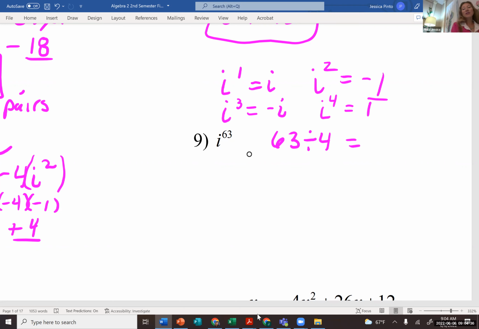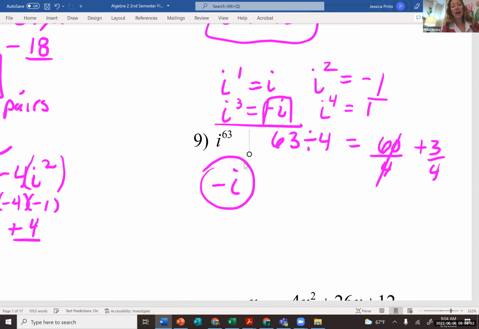So I know 63 does not go into 4 evenly. I know that it's 60 plus 3, and 4 goes into 60 15 times, and so I have my remainder of 3. So that tells me that this has the pattern that the answer is negative i. It's very important that you understand the definition of i as the square root of negative 1, because if you know that idea, from there you can do the work to figure out all iterations of i. There are only 4 possible answers. All right, cool.